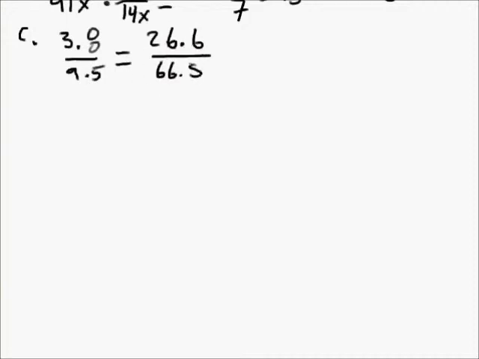Finally, we're going to take a look at part C here. Part C has 3.8 to 9.5 is equal to 26.6 to 66.5. Okay, so I want to see what factor we multiplied 3.8 by to get to 26.6. So I'm going to take 26.6 and divide it by 3.8.